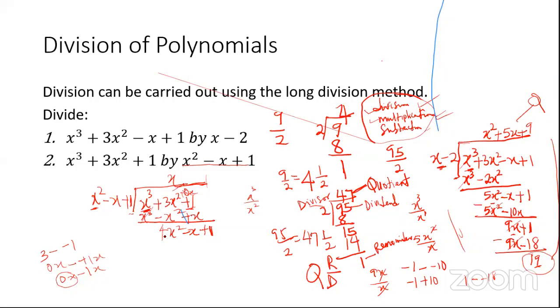So you also go one round again. The highest power here is what? 4x squared. What's the highest power here? x squared. 4x squared divided by x squared. This cancels this. We have 4. So plus 4. So if you have plus 4 there, you now multiply 4 times x squared, 4x squared. 4 times minus x, minus 4x. 4 times 1, plus 4.